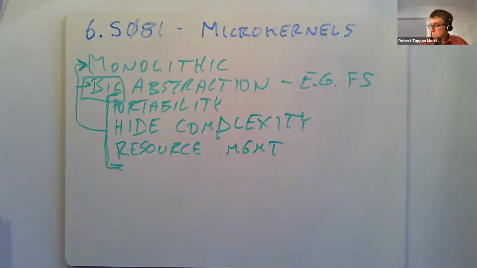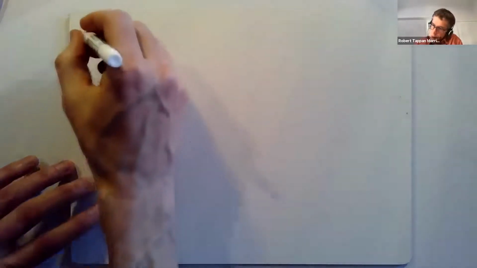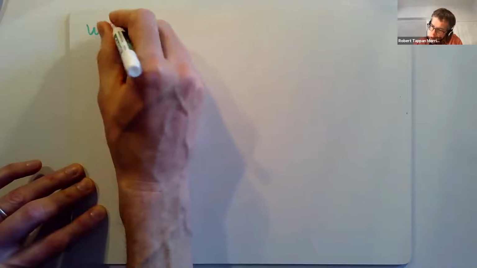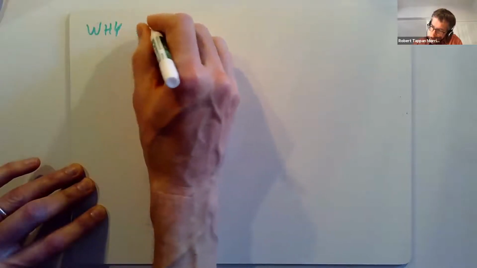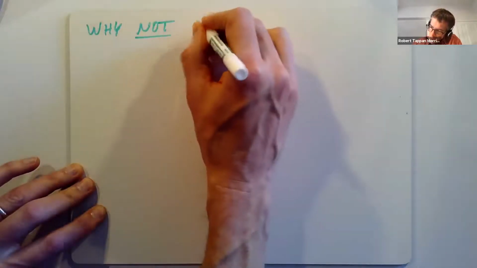However, there's also a certain amount to criticize with the traditional monolithic approach. And this is starting to be part of the motivation for looking at other architectures like microkernels. So you might ask, why not monolithic kernels?